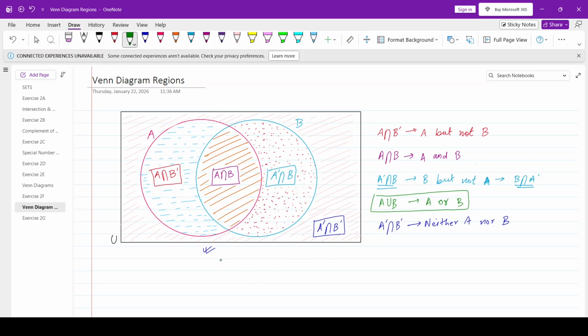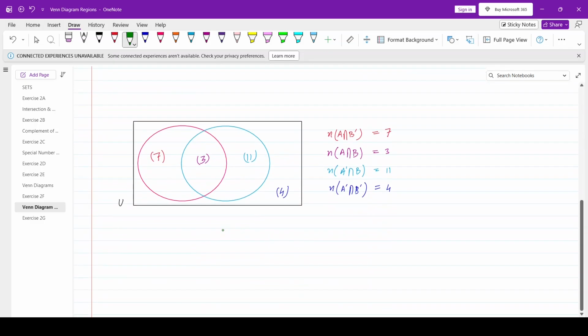Now, we will have a certain number of elements in each region. How can we represent those numbers of elements? So this is the diagram. When we write a number in parentheses, we mean that this number is the number of elements in this region, A but not B. Therefore, the number of elements in A but not B is equal to 7.